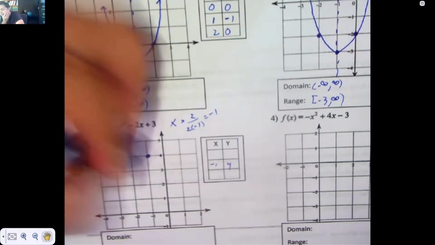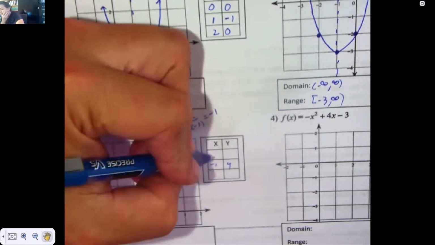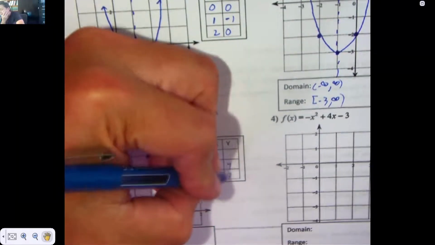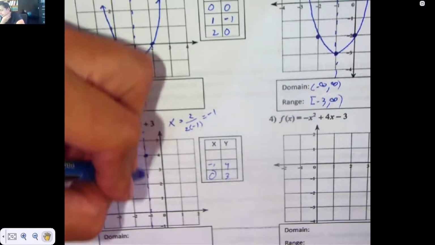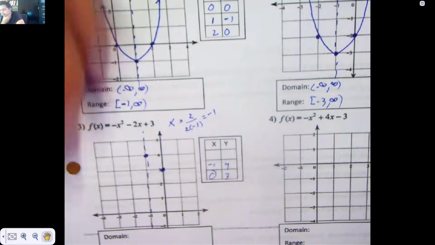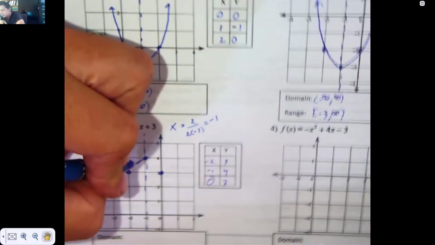This thing's going to open down, isn't it? It's got that negative symbol out front. Plug in a 0, 0, 0, 3. Oh, I forgot my line of symmetry. Now, if there's a point at 0, 3, there has to be a point at negative 2, 3. And there is my little bitty parabola.